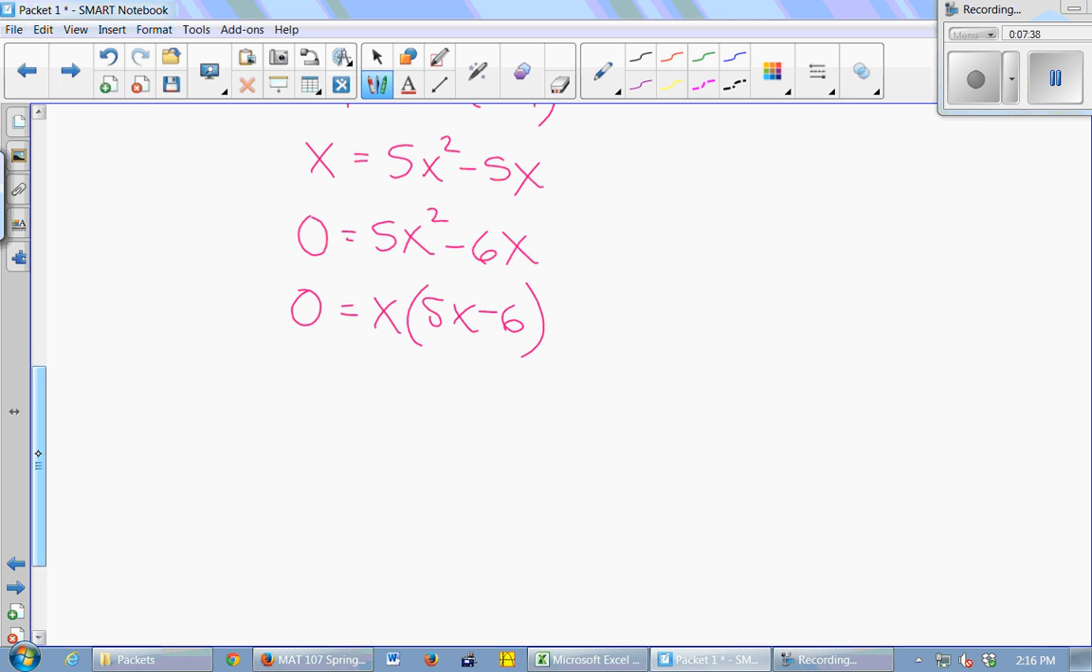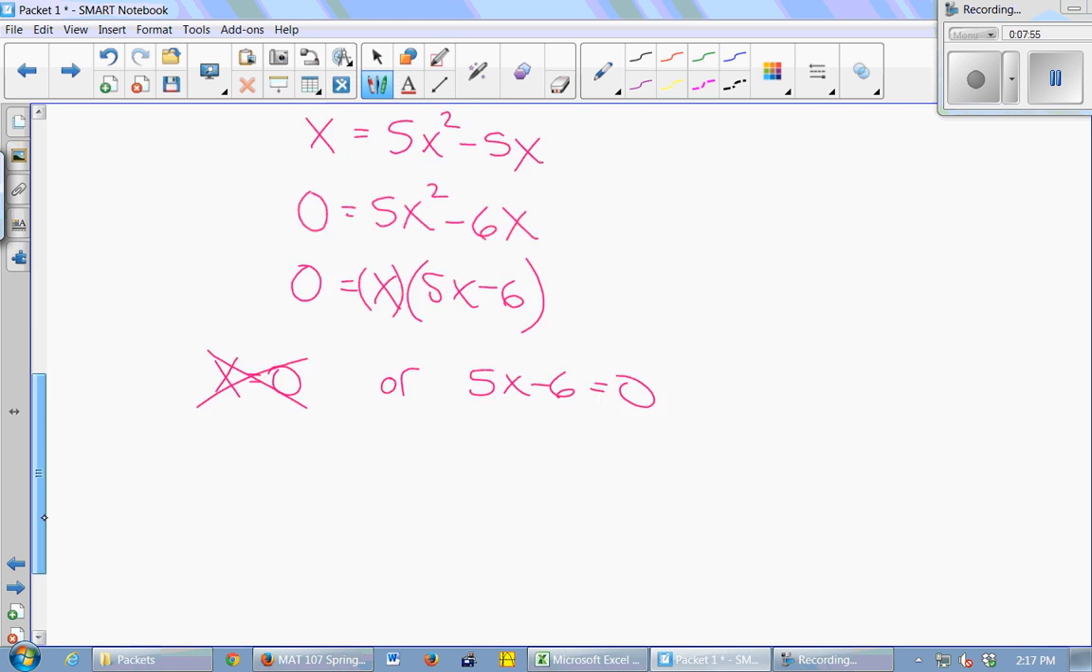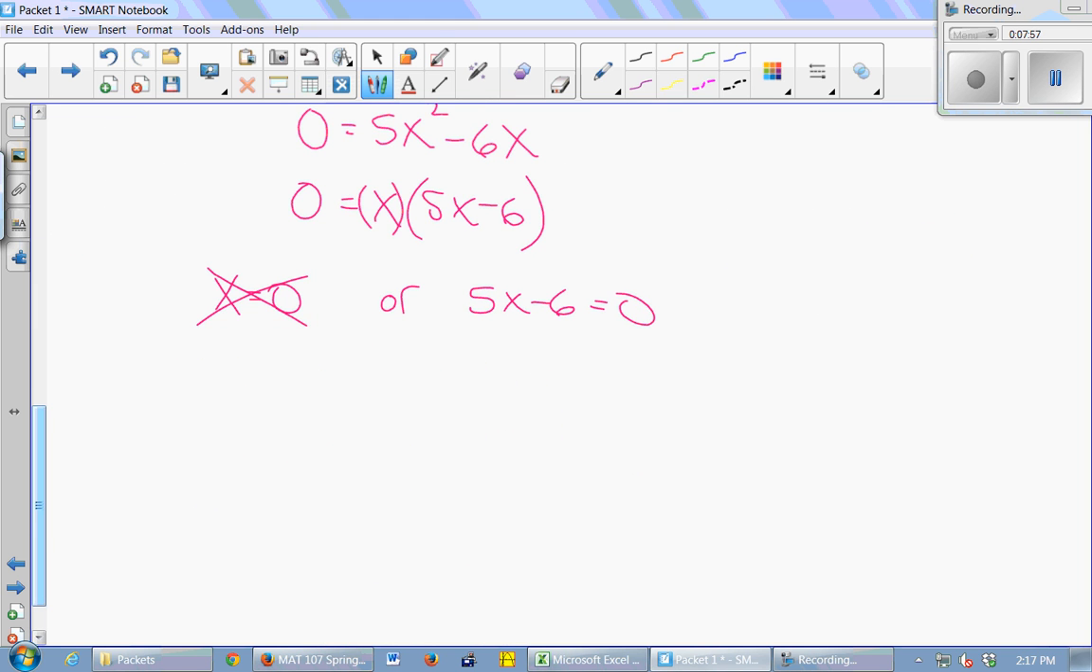And then you can set each factor equal to 0. I'm multiplying two things together, and the answer is 0. So either x is 0 or 5x minus 6 is 0. x equals 0 is not possible because at the very beginning we said x cannot be 0. It's an excluded solution, so I cross that out right away. And then I solve this other equation for x, and I get 6/5, same thing as 1.2. So that's my only solution to that problem.